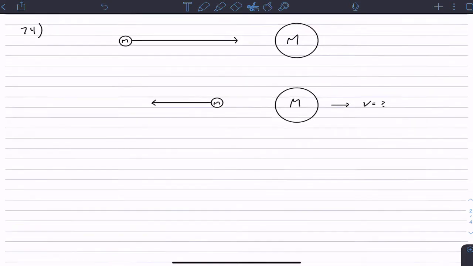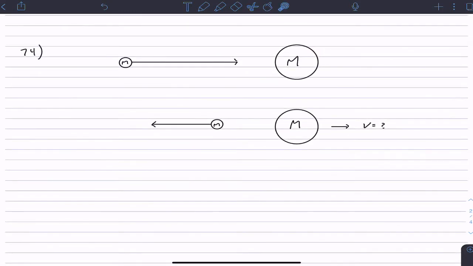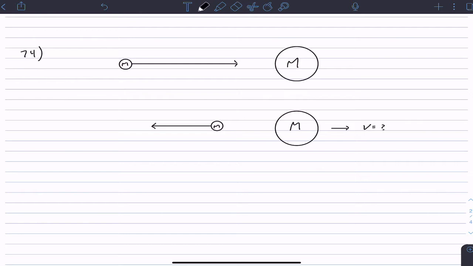Okay, so problem 74, we're given a setup where there's a famous experiment and they're shooting alpha particles at a sheet of metal, right? And so this metal atom is going to have a lot more mass than the alpha particle. That's the basic idea. So what we're asked to find in this scenario is, actually, I think it's what's the speed of the massive particle after the collision, or what's the speed of the alpha particle after it collides with the nucleus, right? That's what we're asked to find.